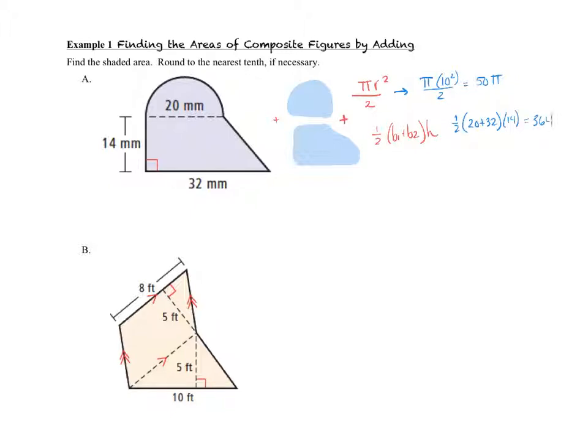So that's equal to 364 millimeters squared. And since we left our answer in terms of pi, we wouldn't be able to add these. They're unlike terms, basically. So 50 pi plus 364 millimeters squared would be the answer. Or you could actually multiply 50 times pi and then add it to that 364, which would give you approximately 521 millimeters squared.